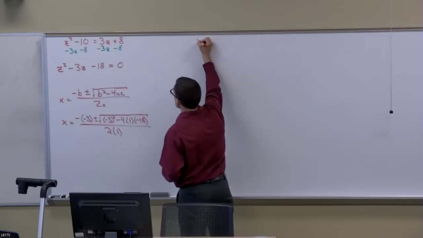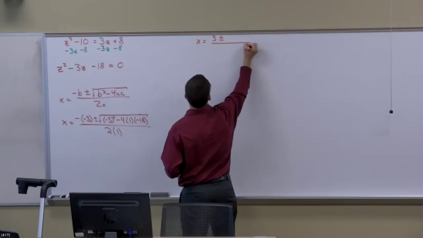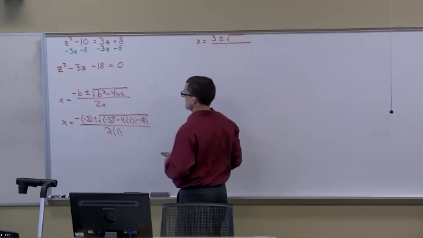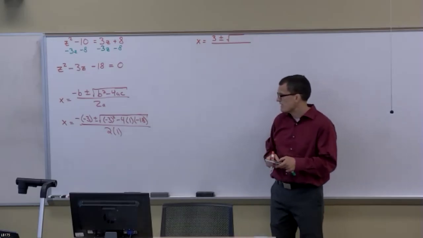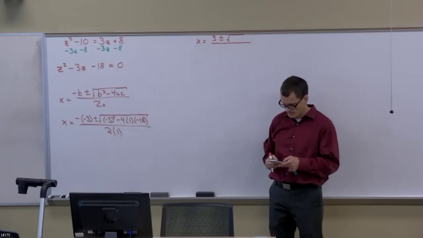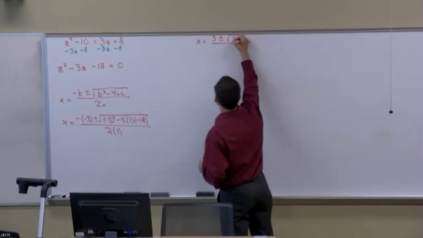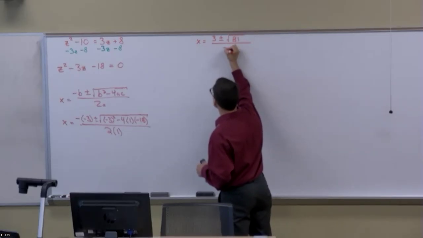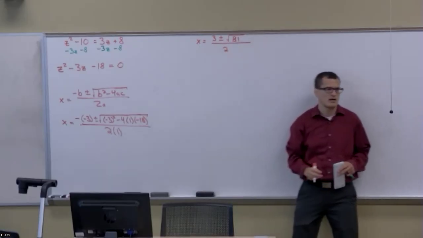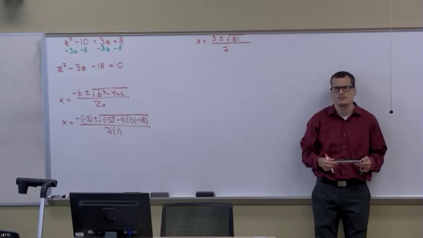So what we have is 3 plus or minus the square root. Well, this is going to be -3 squared, which is 9, plus, minus 4 times 1 times -18. And that becomes an 81. So 3 plus or minus the square root of 81, divided by 2.